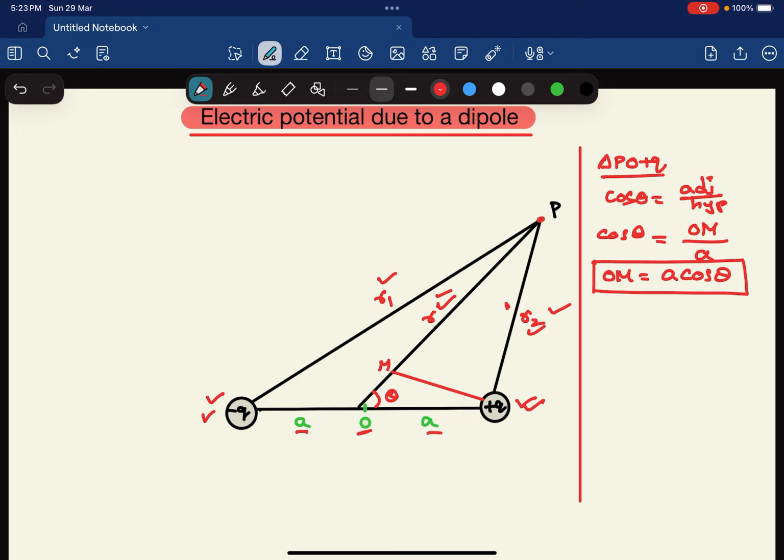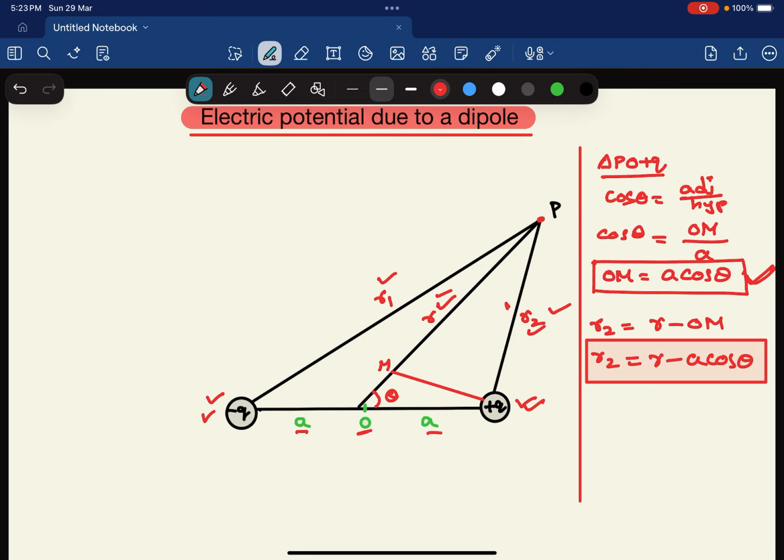Am I right? So I told you already. Now what I'm doing here, R2 distance I'm going to equate with R. So that is the reason I'm taking R2 is equal to R minus OM. Am I right? So R minus OM, formula already we know, a cos theta. So this is R2.